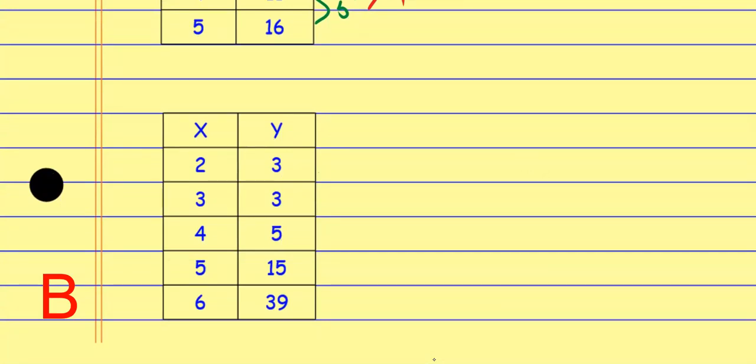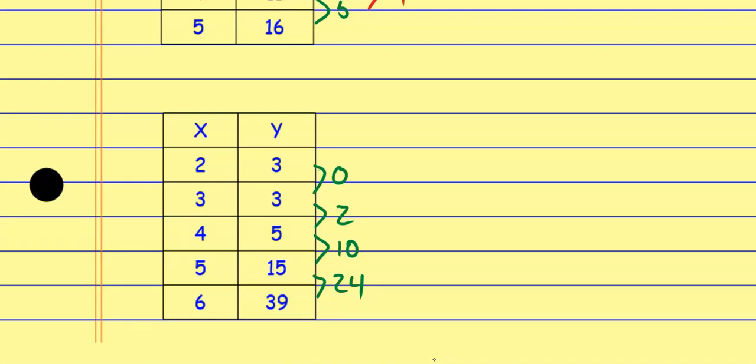I look for the difference. So I say, okay, the difference from 3 to 3 is 0. The difference from 3 to 5 is up 2. The difference from 5 to 15 is up 10, and the difference from 15 to 39 is up 24. And if we look at that, that is not the same, so this is not a linear function.